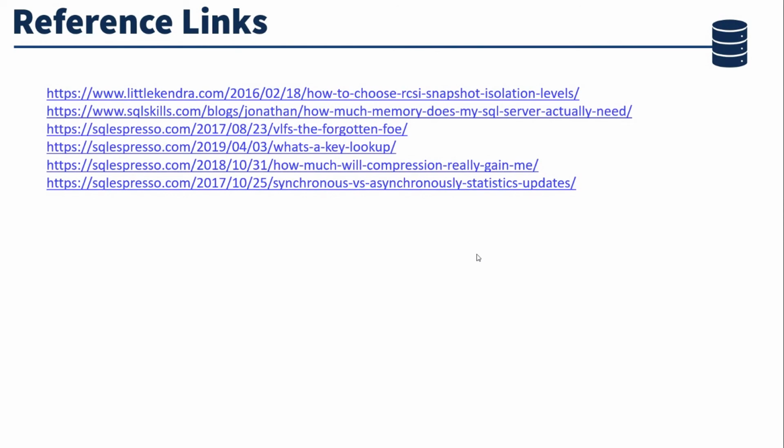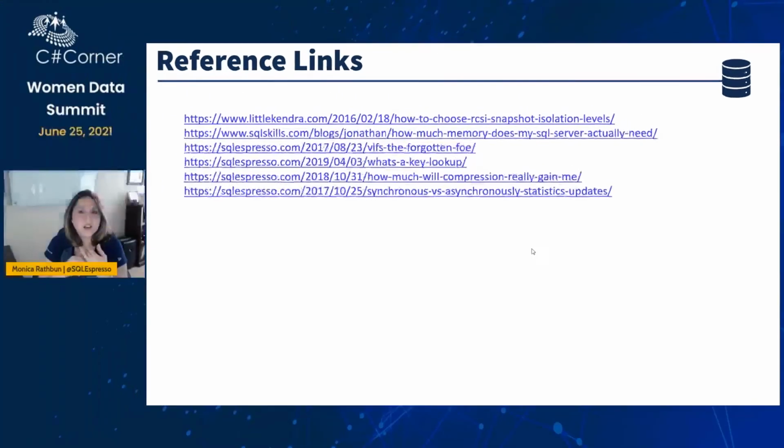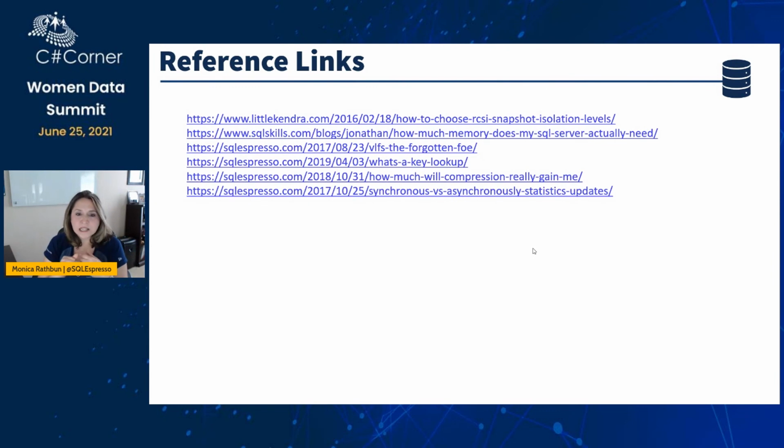All of these is what I talked about: how much memory, that's how you get your max memory. What is a key lookup? Let's talk about compression. Remember that async versus sync update statistics. I want to make sure you guys have that. And remember the magic button I like to talk about, which is RCSI, which will get rid of a lot of your blocking. So here are all the references. I will make sure you have them.